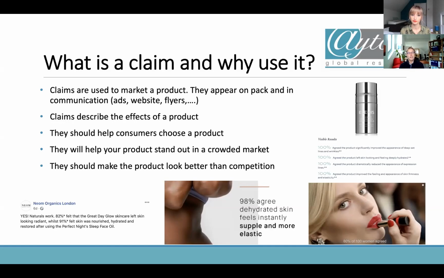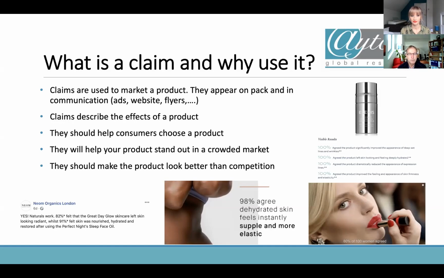In the end, it's about helping consumers to choose the product. So they should help, should make the consumer want to buy the product and choose the product. It should help stand out in a crowded market, because we know we have lots of competition everywhere. So they should tell the consumer why your product is better in a relevant area than your competitor. And as I said, they should make the product look better than competition.